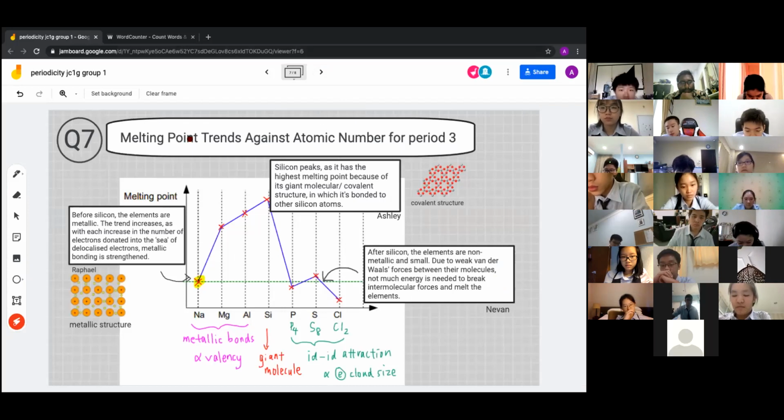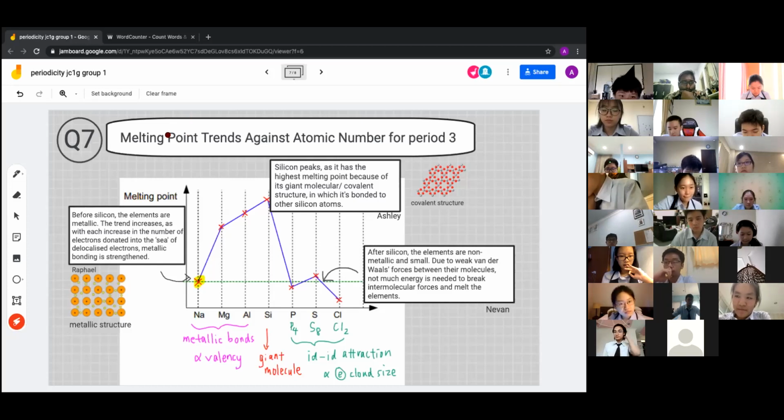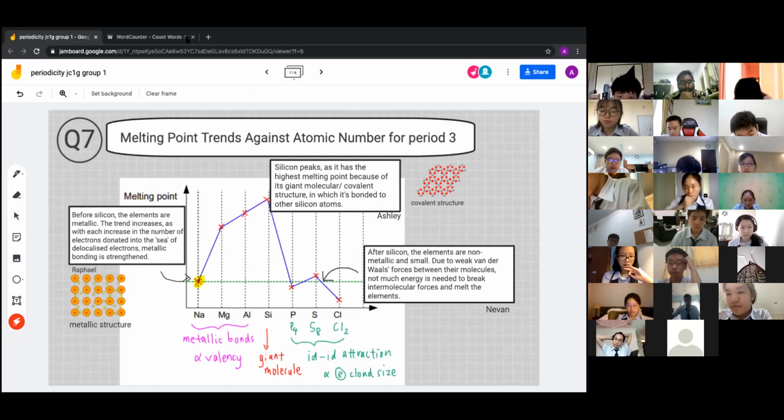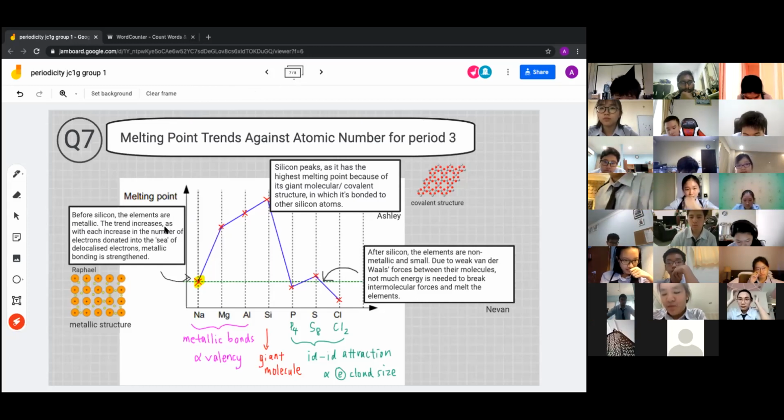As for the melting points across the period, from sodium in period 3 up to silicon, it will continuously increase, and silicon has the highest as it has a giant covalent structure. The increase in the melting point is due to delocalized electrons strengthening their metallic bonding. And before silicon, the elements are metallic.